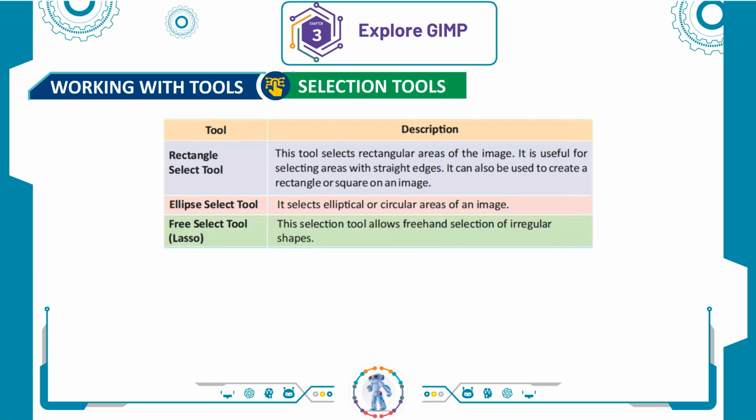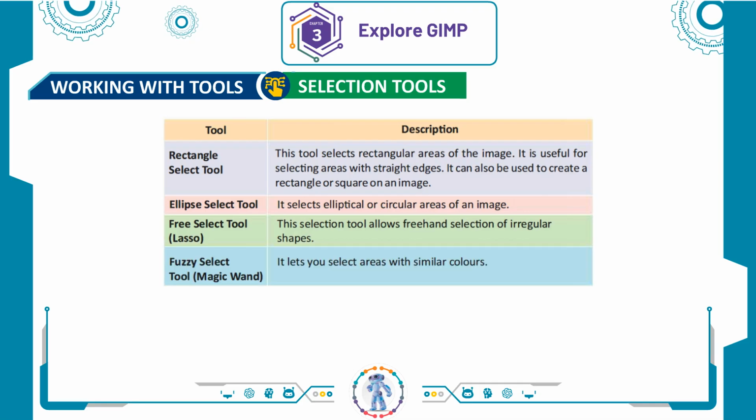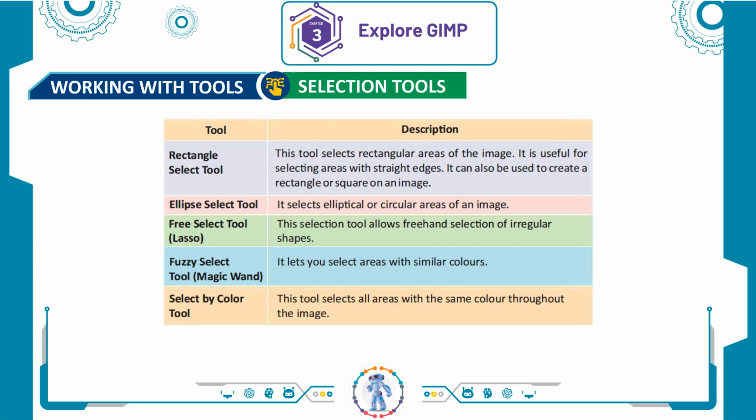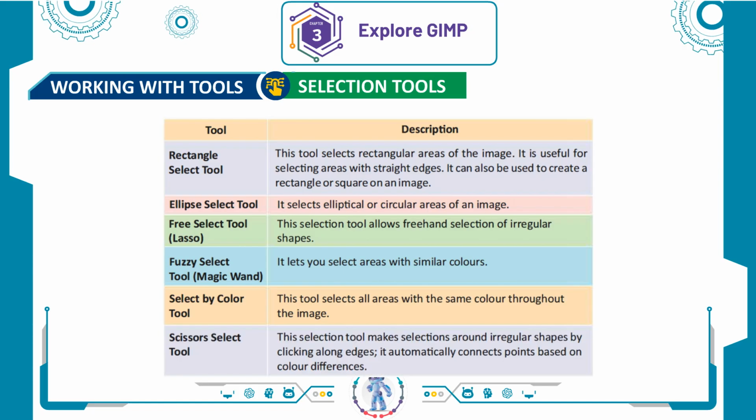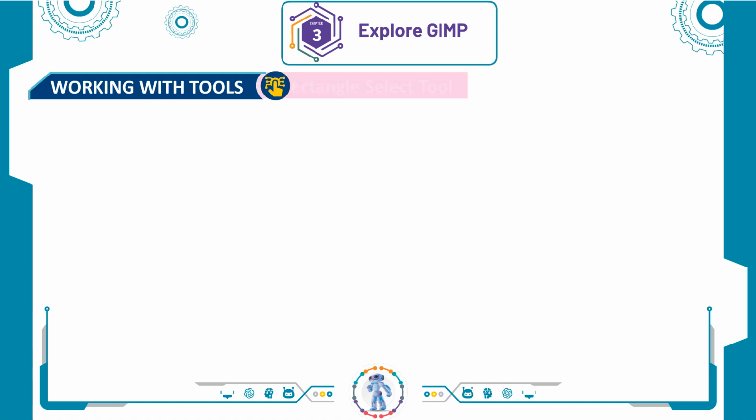Free Select Tool. Lasso. This selection tool allows freehand selection of irregular shapes. Fuzzy Select Tool. Magic Wand. It lets you select areas with similar colors. Select by Color Tool. This tool selects all areas with the same color throughout the image. Scissors Select Tool. This selection tool makes selections around irregular shapes by clicking along edges. It automatically connects points based on color differences.